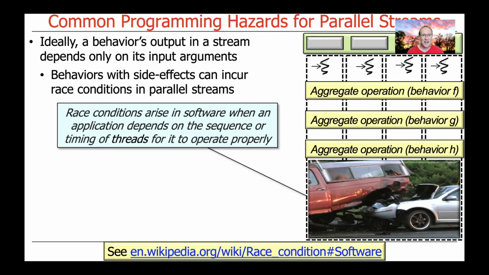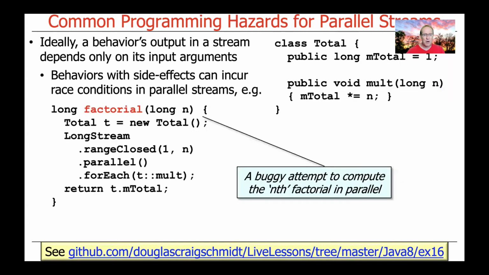So the mental model I think of when I think of a race condition is two cars trying to occupy the same space on a road. And of course, you can see from the diagram here what happens. You have a collision and there's damage and it's just bad. So race conditions are the root of all evil in concurrent and parallel programs.